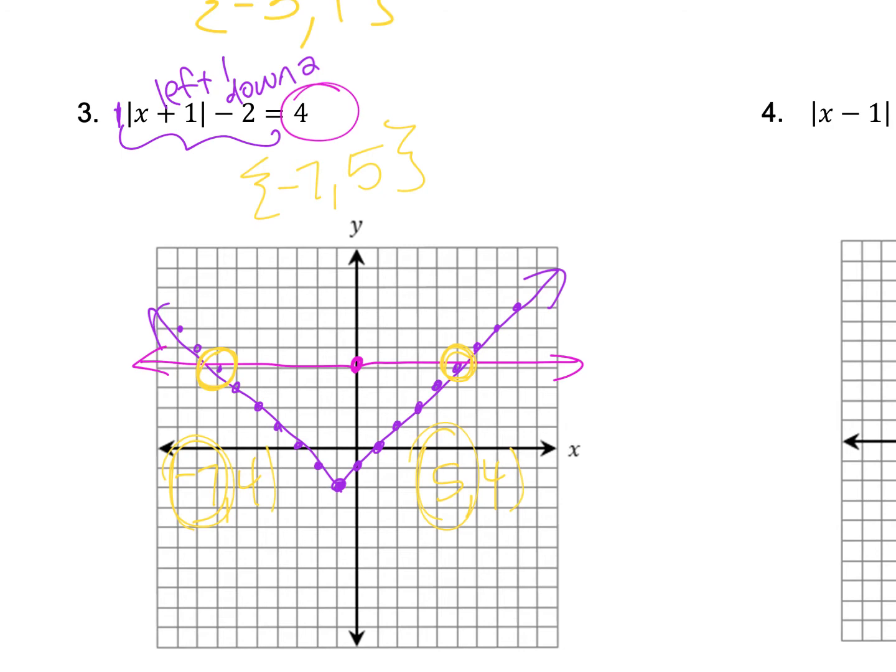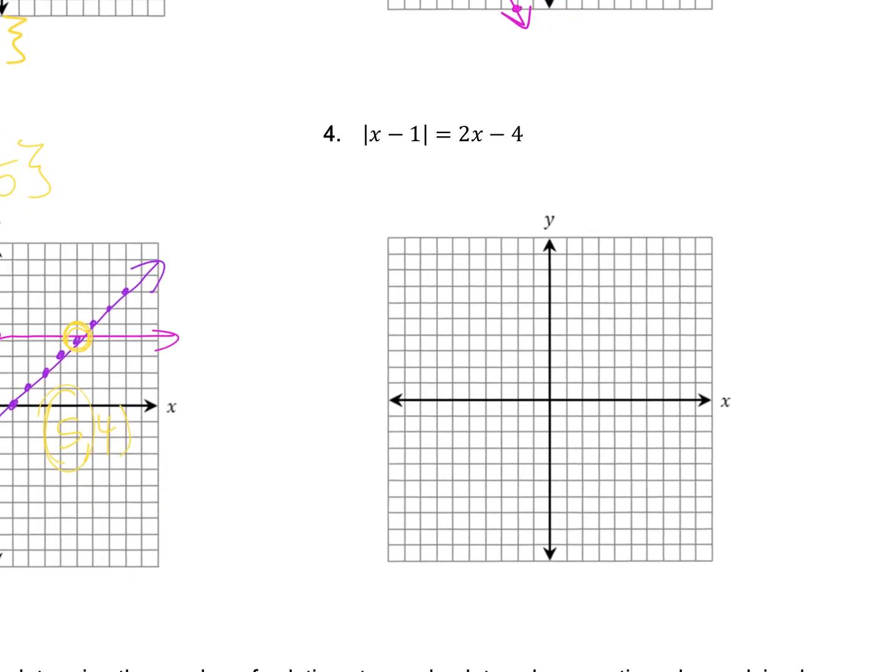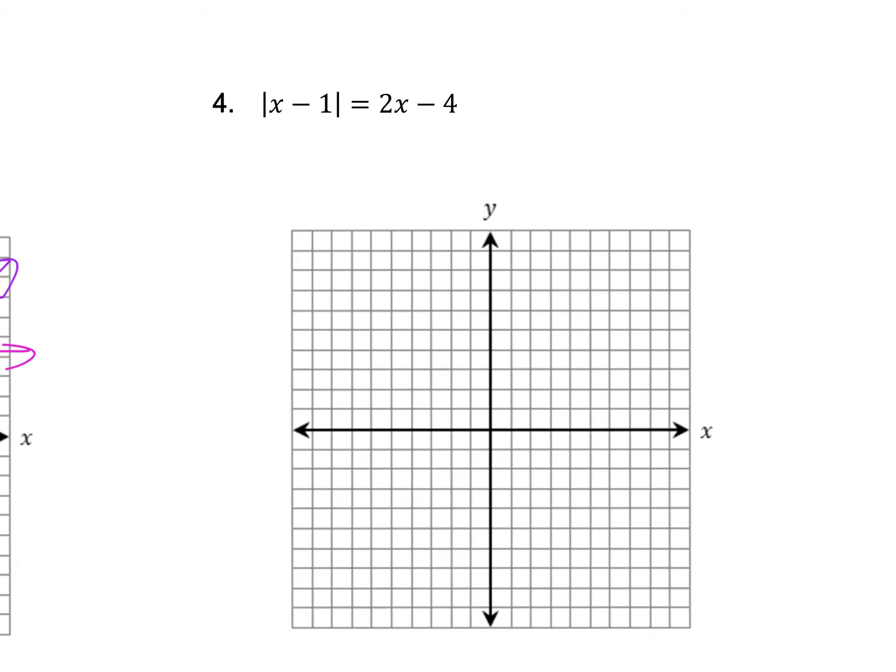So this is solving an absolute value equation graphically. Okay, so looking at my number 4, I'm going to go ahead and graph the left side. The left side is going right 1 from our parent function, so go right 1 with it. There's my new vertex. And then my slope, look in the front, is 1, so go up 1, right 1. And then up 1, left 1.